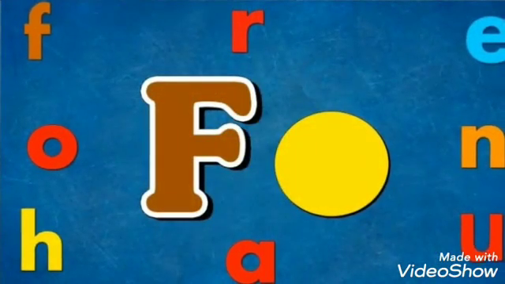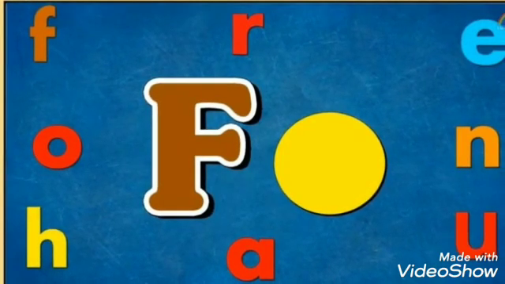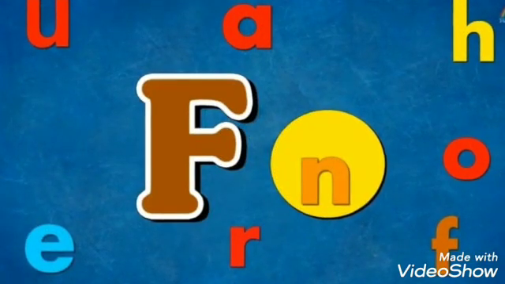Now, go for another letter. It is F for fish. Capital and small F for fish. Now find small f from surrounding alphabets. This is capital F. Find small f. See, this is small f in the circle.